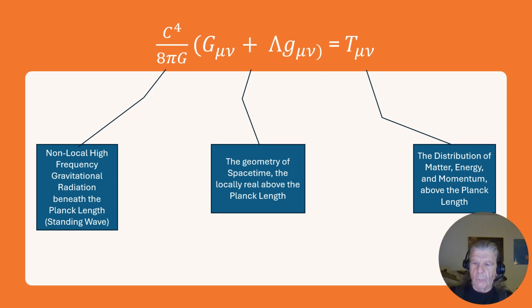So, what's the big deal about this formulation? It's this. That term, c to the fourth over 8 pi G, is a non-local high-frequency gravitational radiation that is beneath the Planck length, and it's a standing wave. It is beneath the Planck length because it is outside of space-time. What's contained within the parentheses is the Einstein tensor and the metric tensor multiplied by the cosmological constant, but that is space-time inside the parentheses.